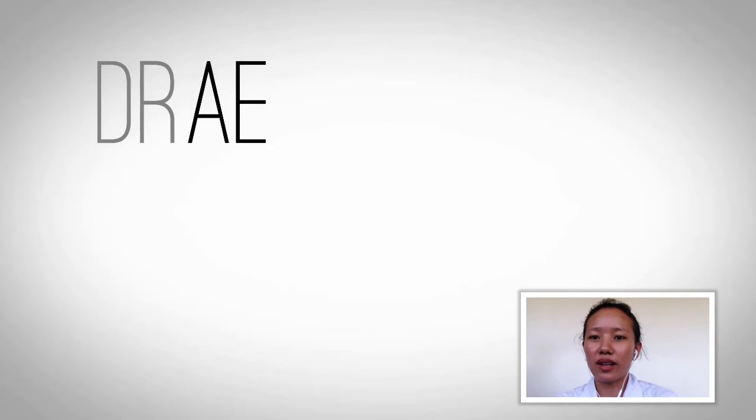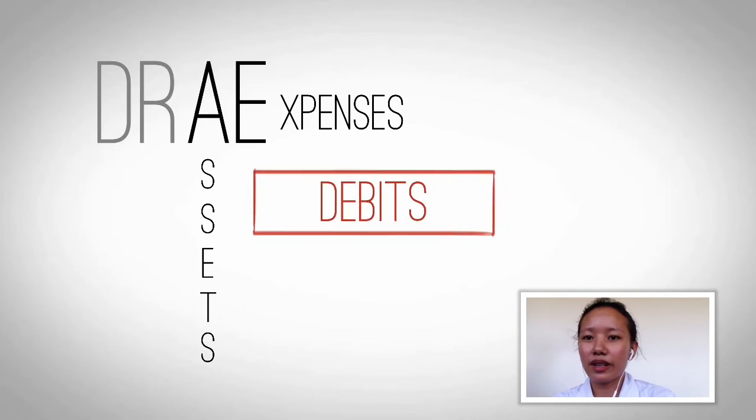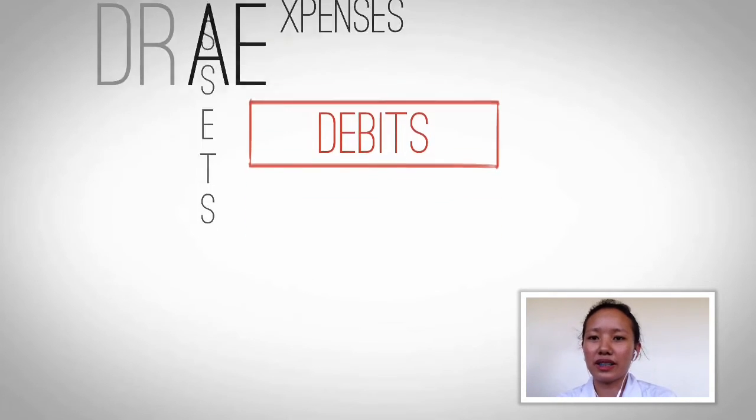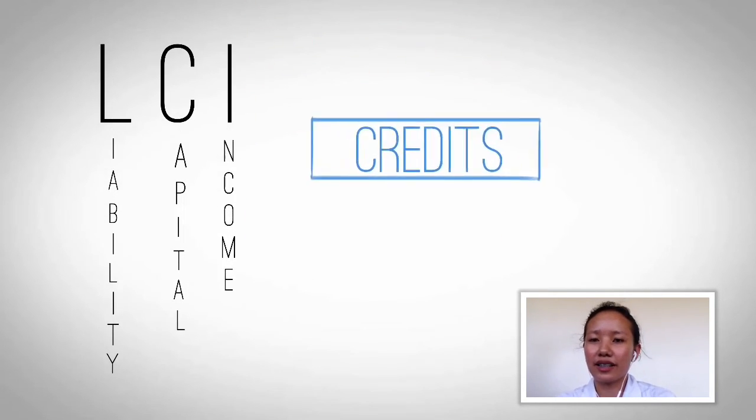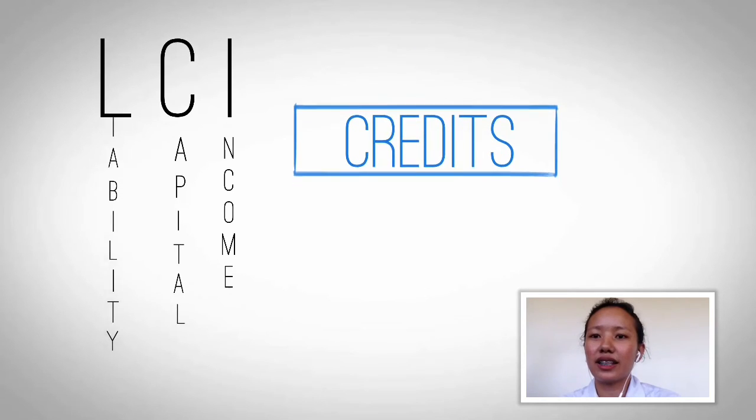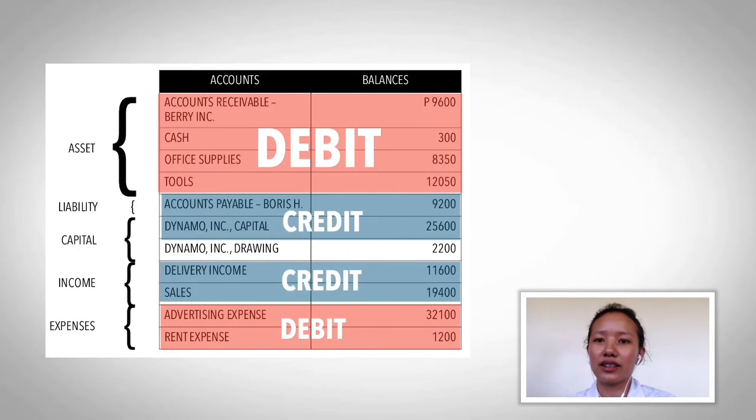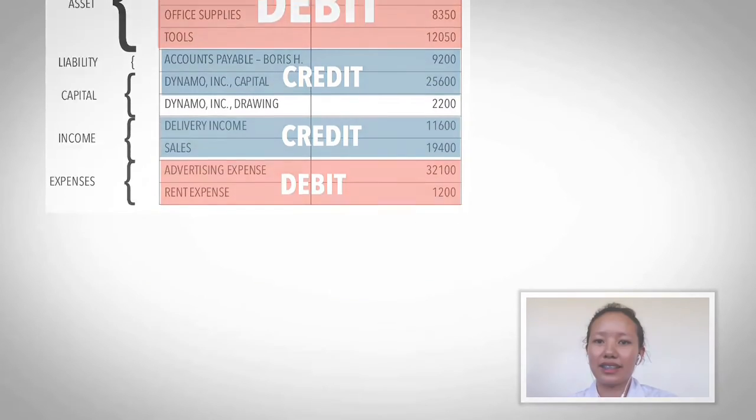We must take note of the acronym DRA, where all the assets and expenses are debits, and the account types that aren't in the acronym are credits. In this example, asset accounts are considered as debit balances and liability accounts as credit balances.